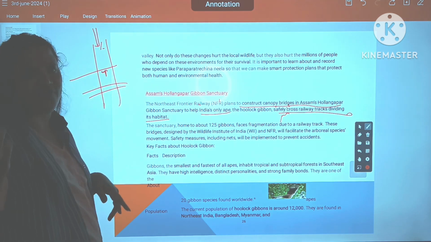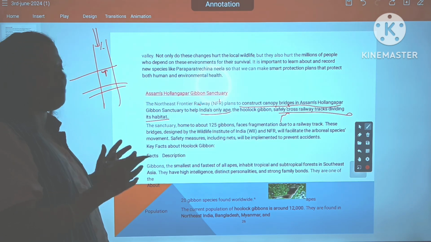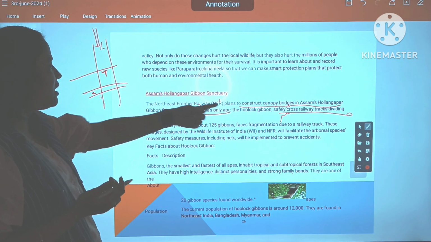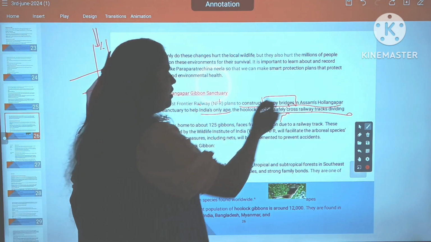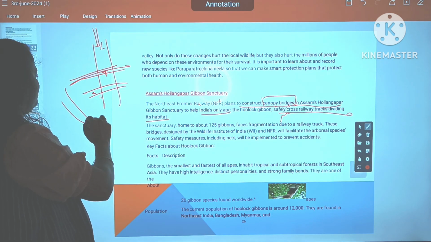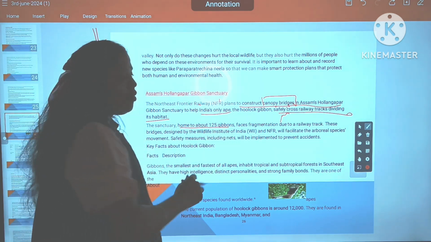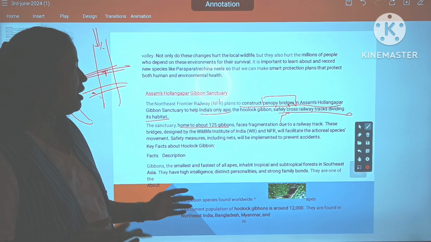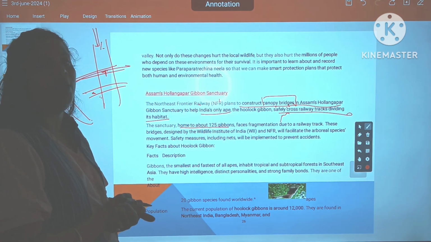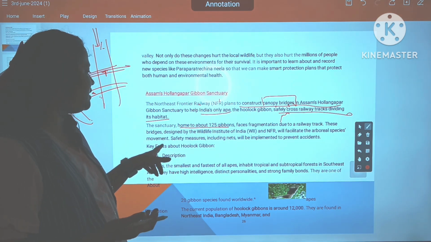You might have heard of elephant corridors made for the elephants to pass separately. In the same way, a gibbon canopy bridge was constructed so that the gibbons avoid the road. They will pass by a bridge. Okay, like this. Now we are going to read about gibbons. What is a gibbon, where it is found in India, what sanctuaries are available, and other details we are going to read in this article.